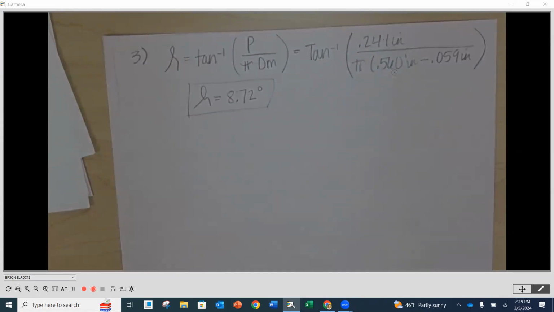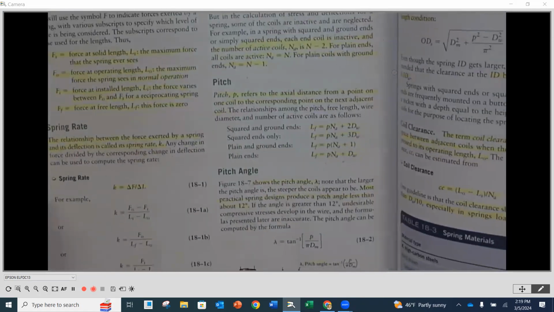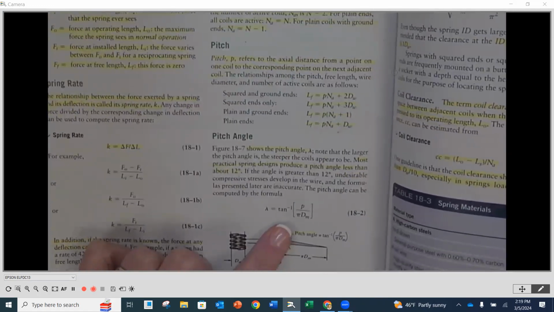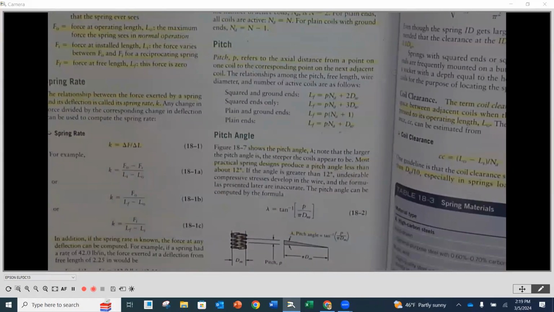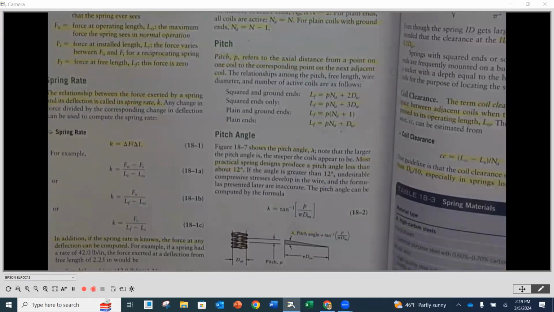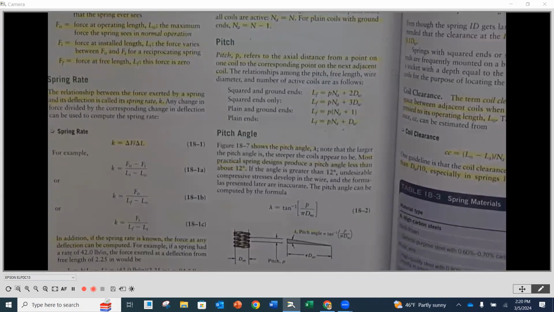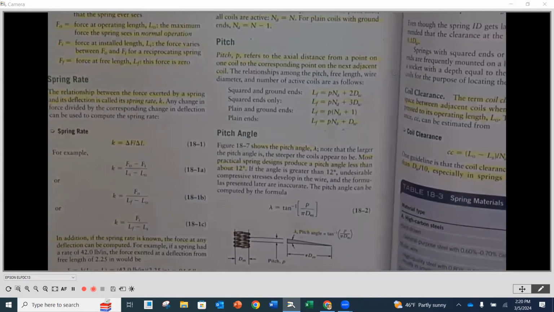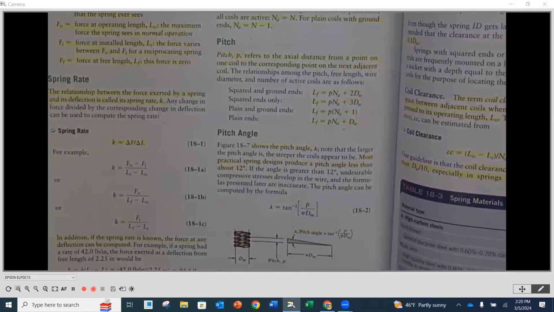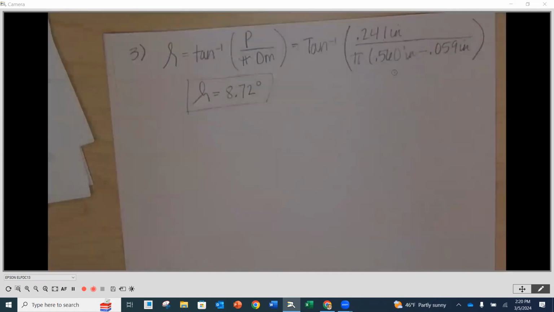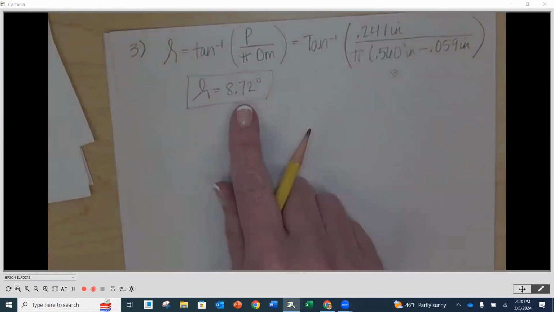Now, as we look at this pitch angle, if you read down in that section, just above the illustration and the equation, it says that for practical purposes, the pitch angle should be less than 12 degrees. That's just a recommendation. Most of them you're going to see are less than 12 degrees. The stresses get higher when it's anything above that. It doesn't mean that it can't be, but you're adversely affecting the end result of the operation if you go above. So the recommendation is below 12, and when we calculated ours, we're at 8.72.